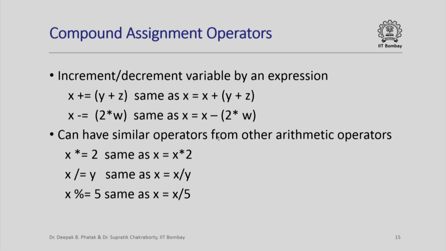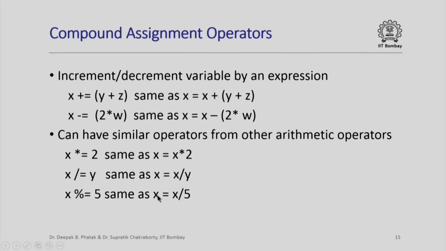Now just like the increment decrement operators, we can have compound assignment operators, which basically increment or decrement the value of a variable by an expression. So I could write something like x plus equals y plus z. This is just a shorthand for x is assigned x plus y plus z, or I could write x minus equals 2 star w, which is the same as x is assigned x minus 2 star w. So this whole thing is an expression, it has this side effect, and the type and value of this expression is the same as that of x after this assignment happens. So similarly, I could have compound assignment operators with multiplication, division, and also remainder, and the interpretation is exactly as you would expect.